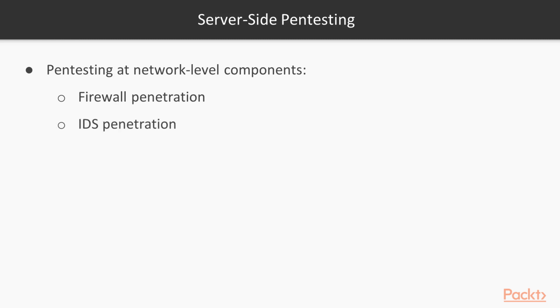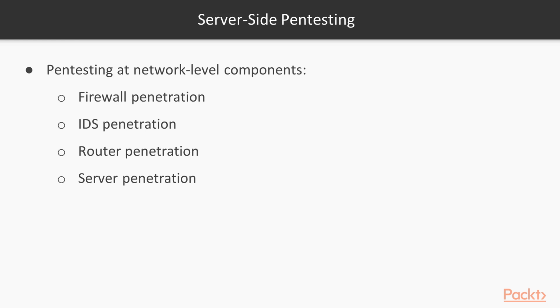IDS, intrusion detection system, is always available at the server side. Penetration of it is server-side pen testing. Router pen testing: a router is also available on the network side, so if you try to penetrate a router, it will be called server-side pen testing. Or directly a server. So you have a server, and if you try to pen test your server to find out loopholes or weaknesses inside it, that is also considered server-side pen testing. So these are the components in server-side pen testing.